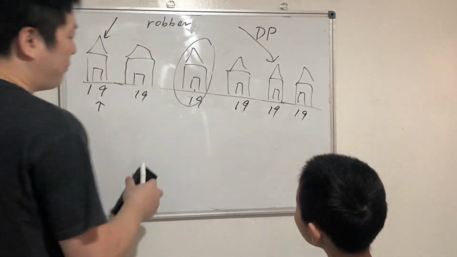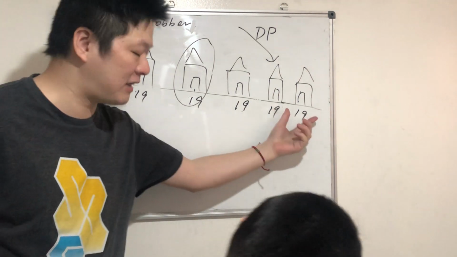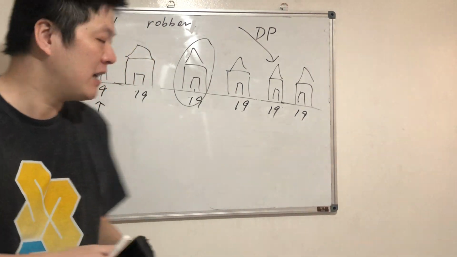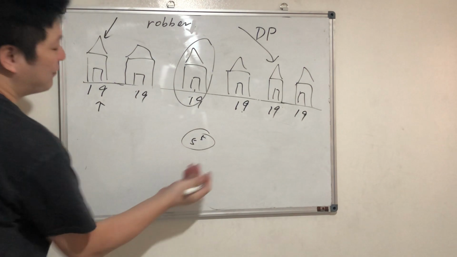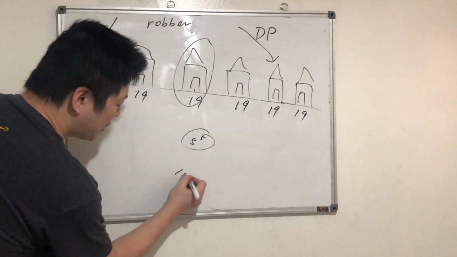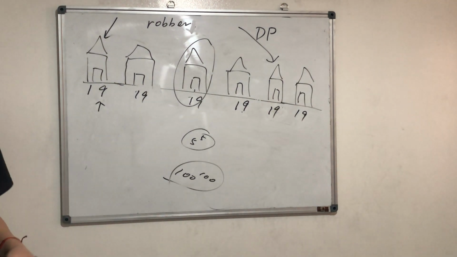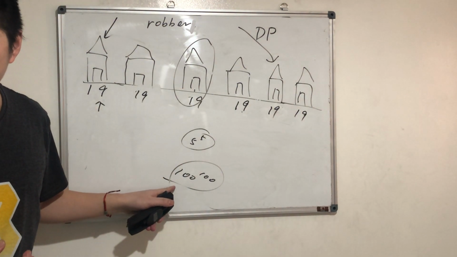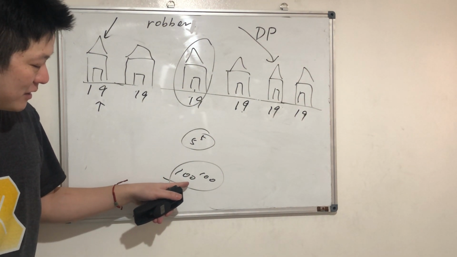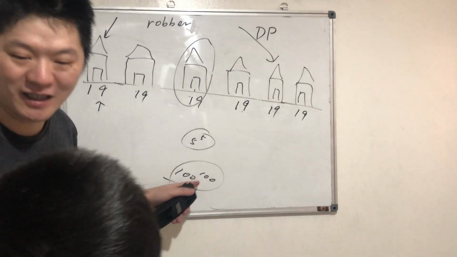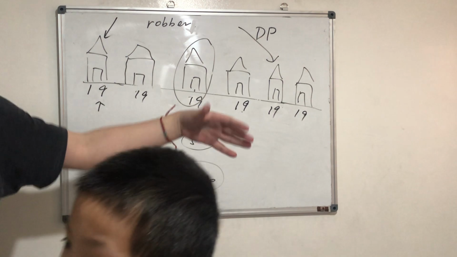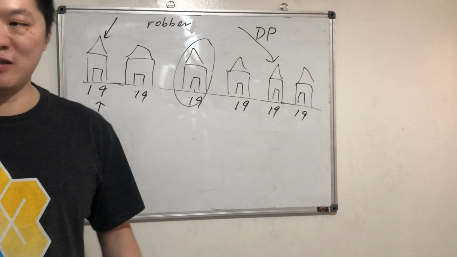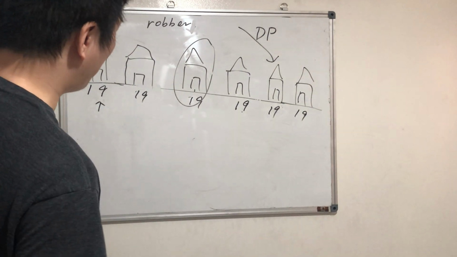So the DFS or BFS may work if the number of houses is small, maybe 5 houses, 10 houses, the computer is fast. If 5 houses, 5 to the power of 5 is a very small number. But if it's 100 to the power of 100, this is a huge number. There will be 100 zeros after 100, maybe 200 zeros? So that's a huge number. The computer wouldn't be able to compute it in a short amount of time.